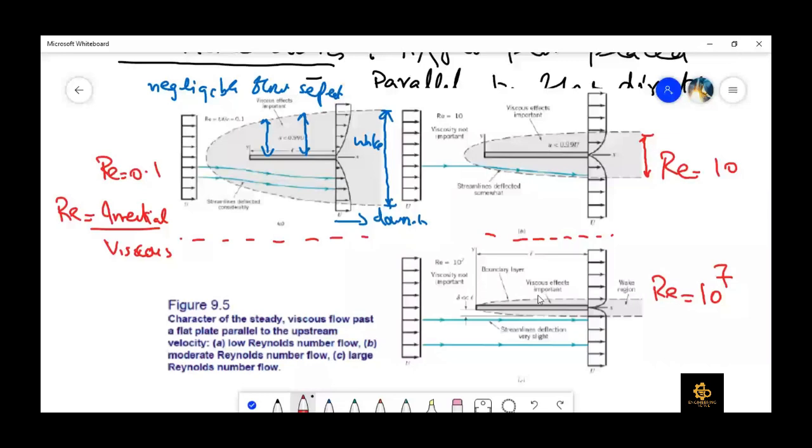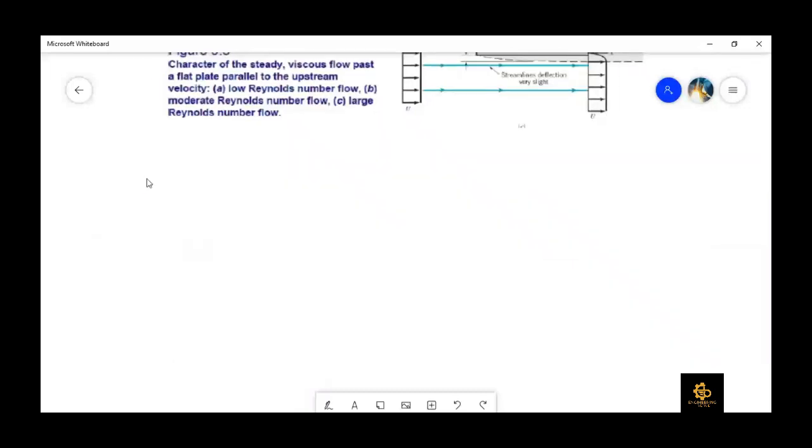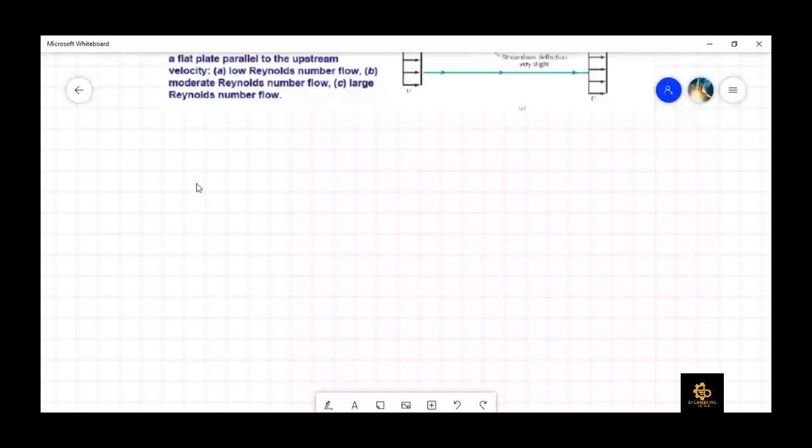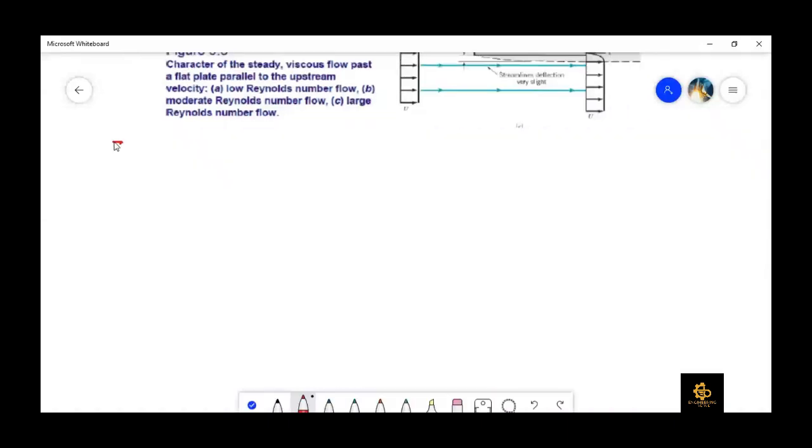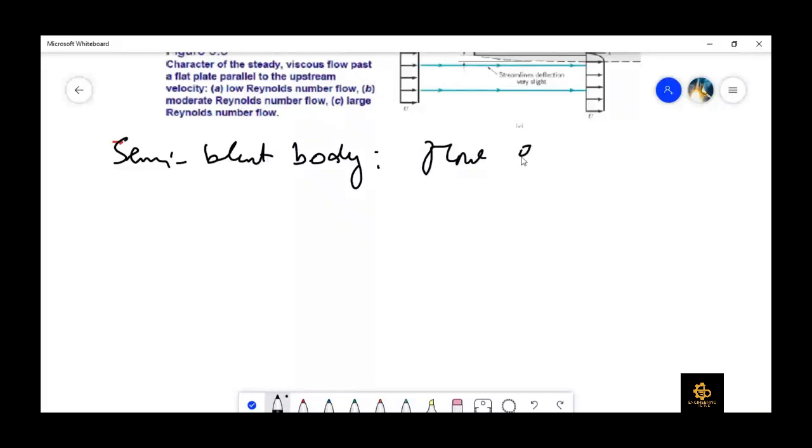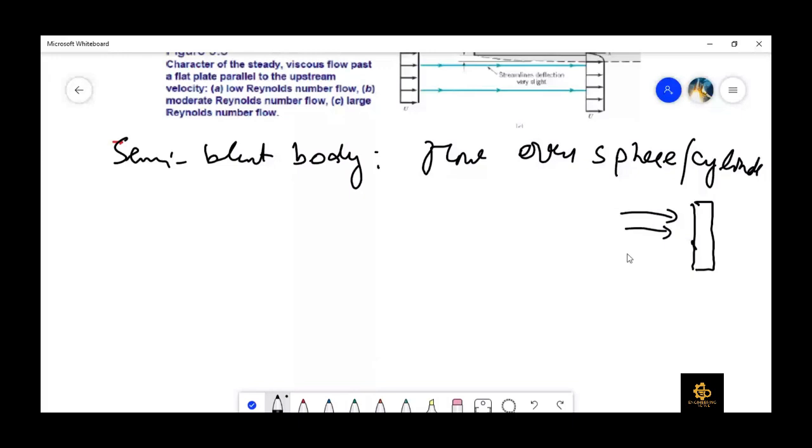Now, we are going to talk about flow over a semi-blunt body. A semi-blunt body is the flow over a sphere or cylinder. Why do we call it semi-blunt? Because a fully blunt body is a flat plate which is perpendicular to the flow direction. So that is a fully blunt body.